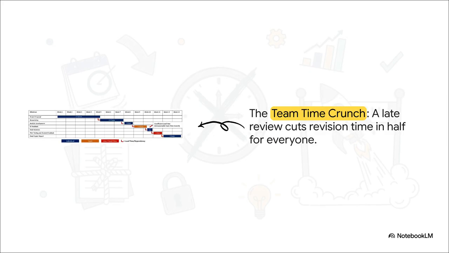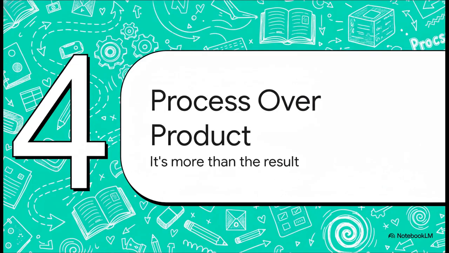And this shows what happens when a collaborative step is late. It's even crazier. If one person is late with their peer feedback, look what happens to the final revisions phase for everyone else. The entire team's time to revise their work is slashed from a full week down to half a week. One person's delay just created a crisis for the entire group right before the finish line. So what's the big takeaway here?